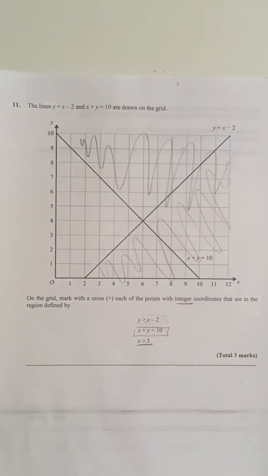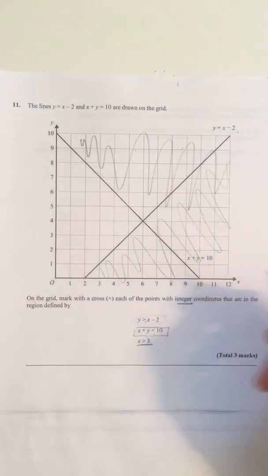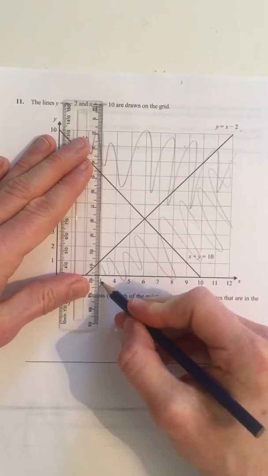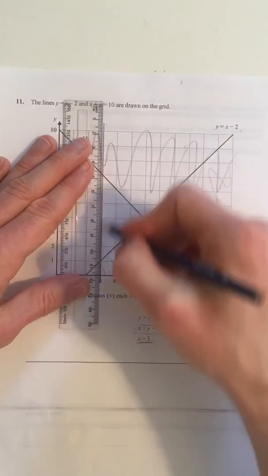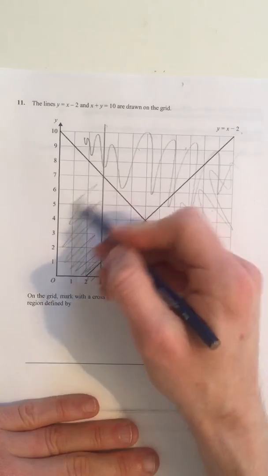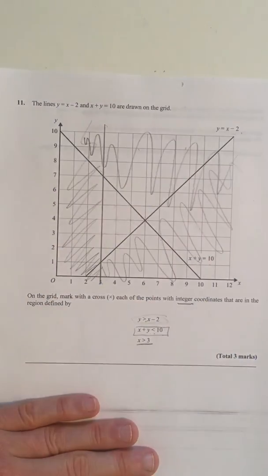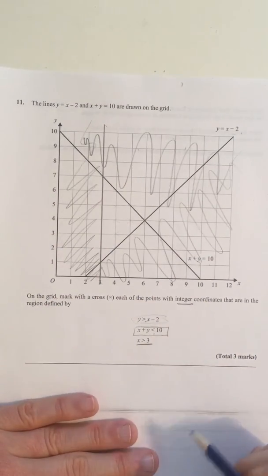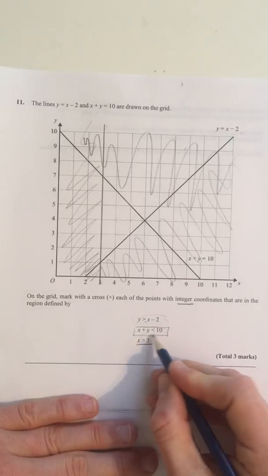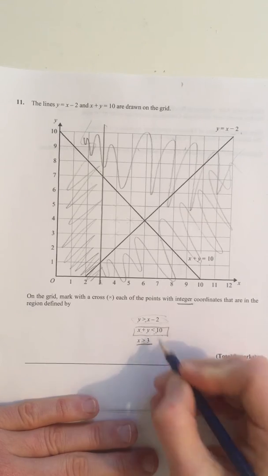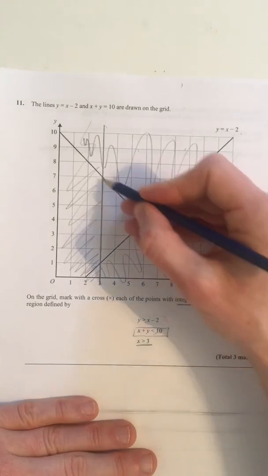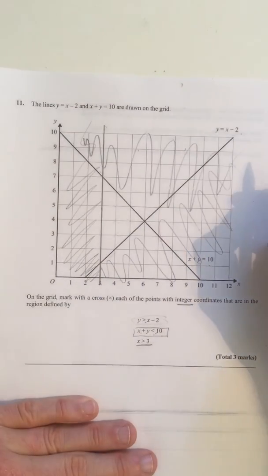I also need x to be greater than 3. That's not marked onto my grid yet, so I'm going to mark it on. This line here is where x equals 3. And I know that it's not going to be any of the numbers over here where x is less than 3. X needs to be bigger than 3. Also notice that x cannot equal 3. x plus y cannot equal 10, and y cannot equal x minus 2.